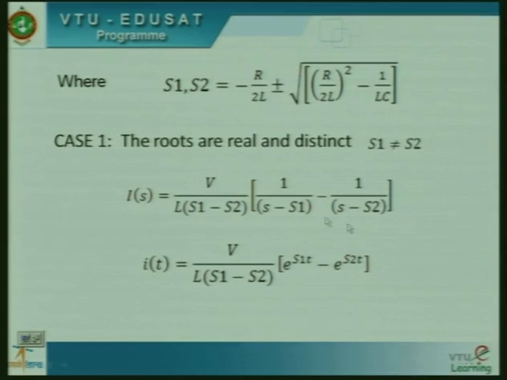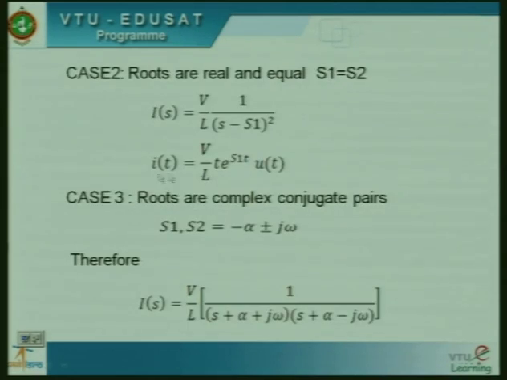So, the solution for I of t, for time t greater than 0, for a circuit with R, L, C values in such a way that the term under this root, that is R by 2L whole square minus 1 by LC, is a real number, then I of t is given by V by L into s1 minus s2 times e power s1 t minus e power s2 t.